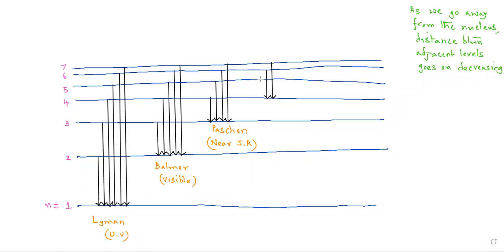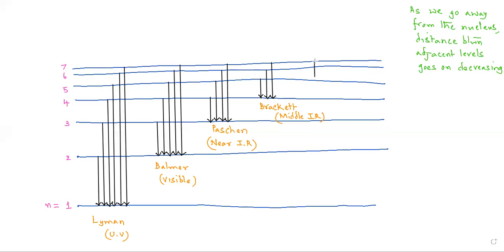Then this one. So this is when you get Brackett series in the middle IR region.